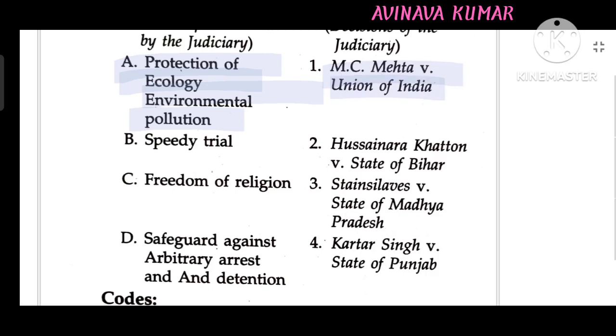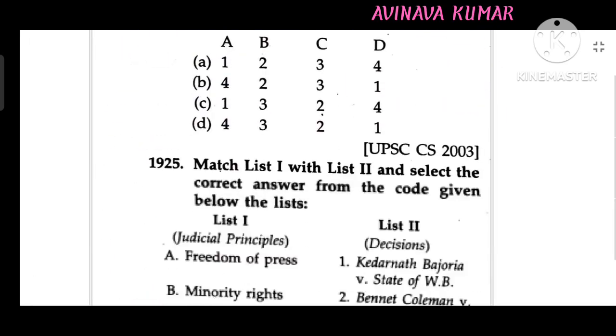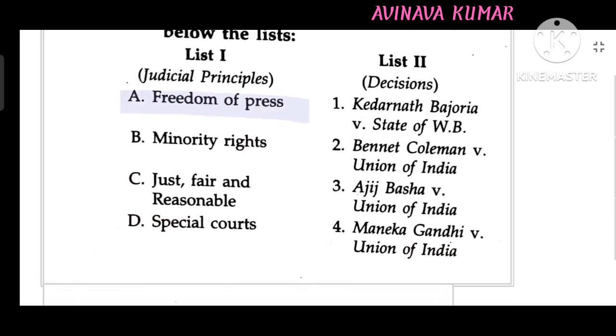MC Mehta versus Union of India. Speedy trial, Husna Ara Khatun versus State of Bihar. Freedom of religion, Stelnevesh versus State of Madhya Pradesh. Safeguard against arbitrary arrest and detention, Kartar Singh versus State of Punjab. Freedom of press, Bennett Coleman versus Union of India. Minority rights, Aziz Basa versus Union of India.